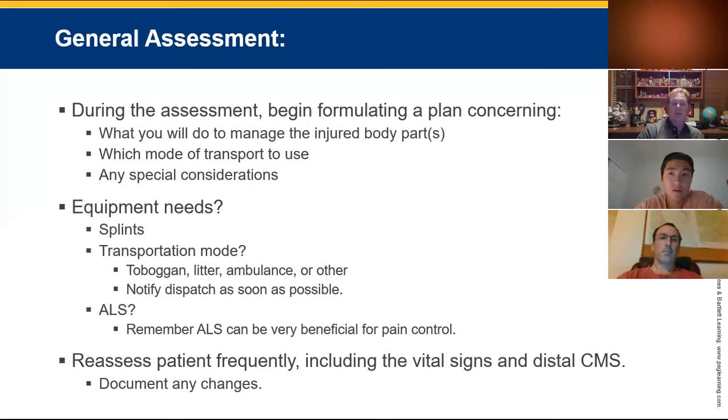Are we going to need a toboggan? Are we going to need ground transport? Are there any special considerations I need as far as the splinting? Is there something unique that I'm going to need? Do I have the proper splinting materials with me? Do I need to relay to dispatch that we're going to need pain management for this?